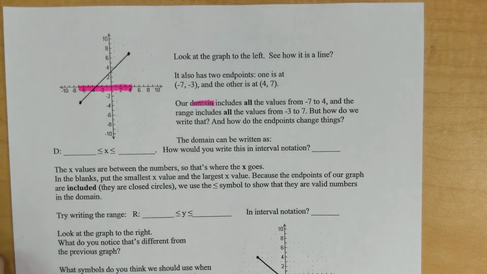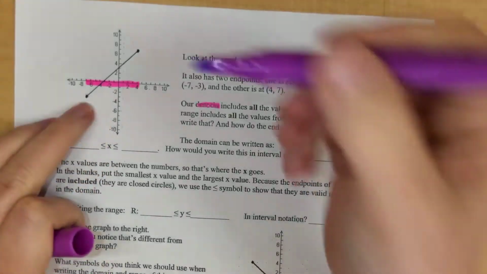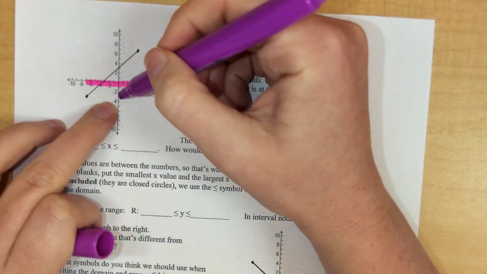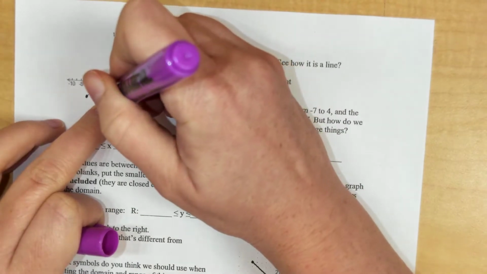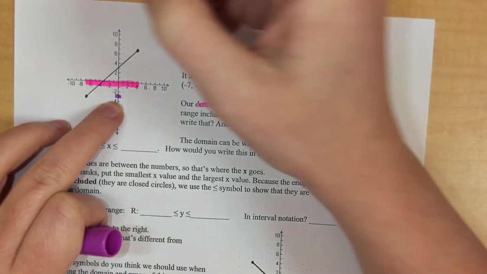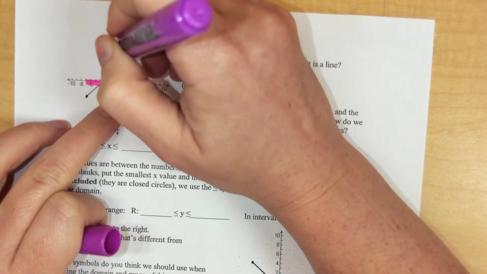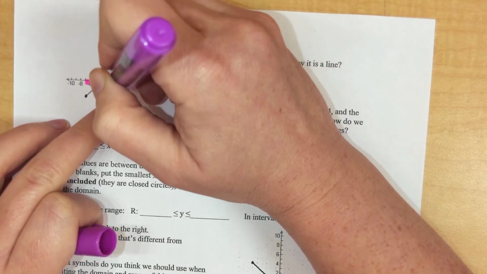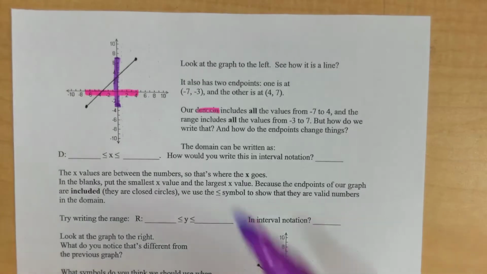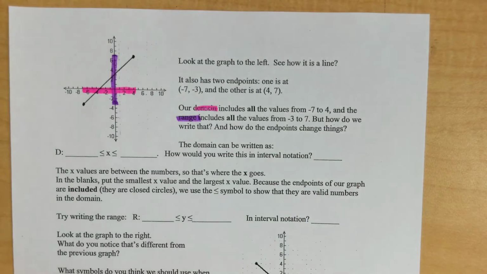Now, our range includes all the y values, so we're going to look at our y-axis here. Here's our lowest point, right here on our y-axis, and our highest point is right here, and the range includes all values in between those two. Okay, so that's our range, and I'm going to show it in purple.